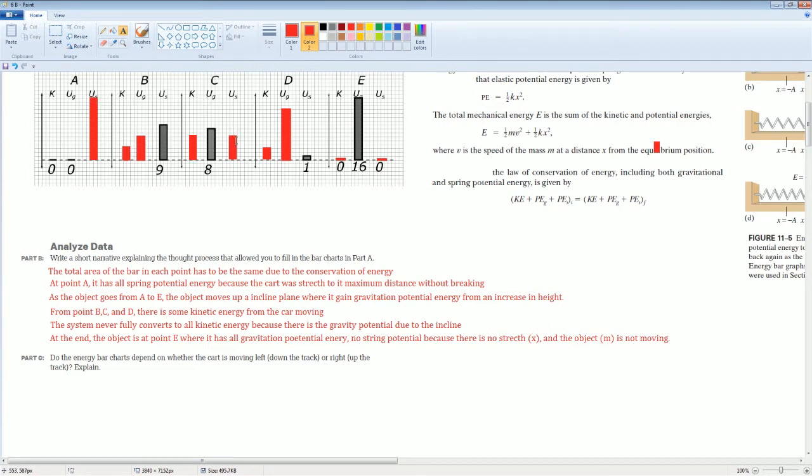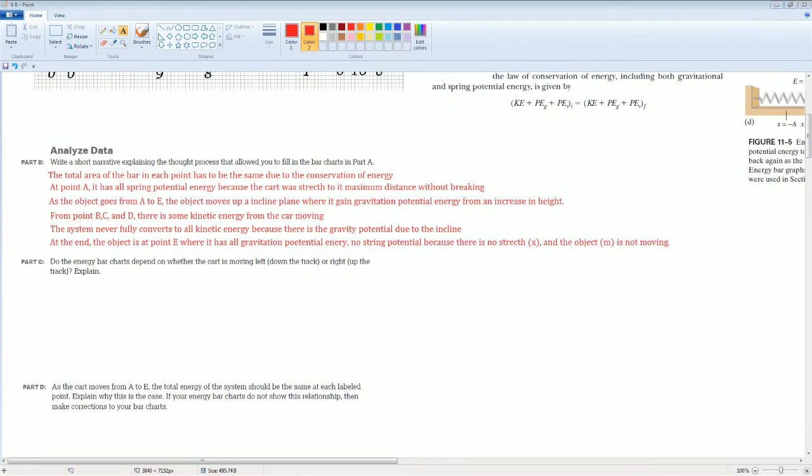At the end, at point E, the object has all gravitational potential, no spring potential because there's no stretch, there's no x value or compression, and the object is not moving, so there's no kinetic or spring potential. Good? Next, part C.